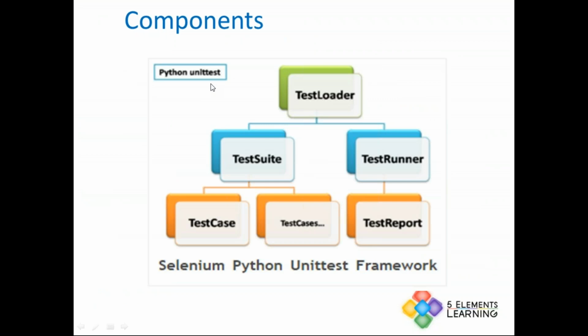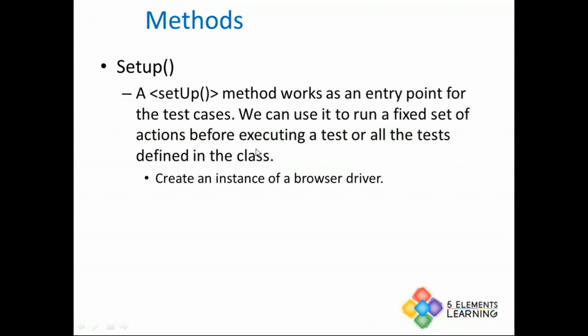So the Python unit test components are like this. You have a test loader component which consists of a test suite or a test runner artifact. The test suite contains test cases. The test runner, when executing the suite, basically results in the test report. So this is the structure of the Python unit test framework.